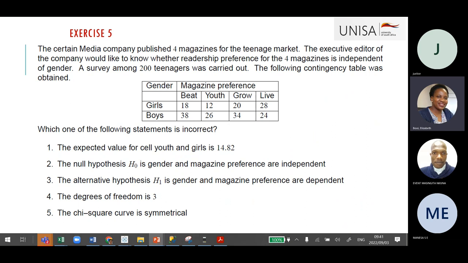And also you can answer some of these questions. You can see on this one, they are asking you almost similar things. Always remember, symmetrical means normal. And we always know that a chi-square test is a skewed distribution test.